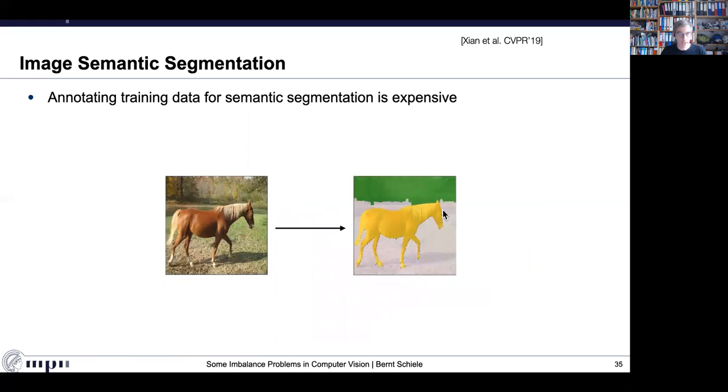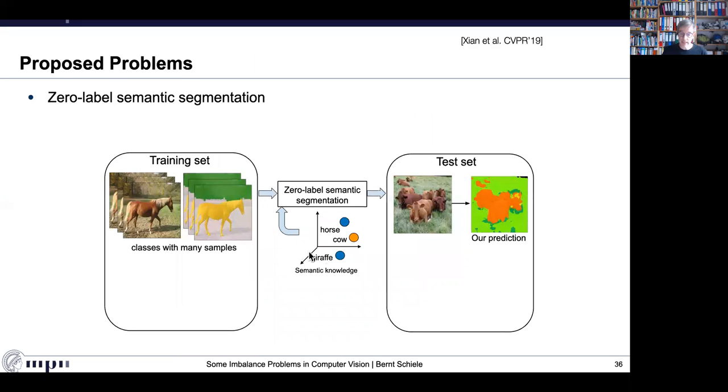For semantic segmentation, we know it's very tedious to get a sufficient amount of training data. So it is natural to think that we want to reduce the amount of training data to either zero or even few-shot learning, right? In the zero-shot case, we're thinking about having some semantic embedding of my respective classes, but I don't have any single training sample here. And I can do zero-label semantic segmentation.